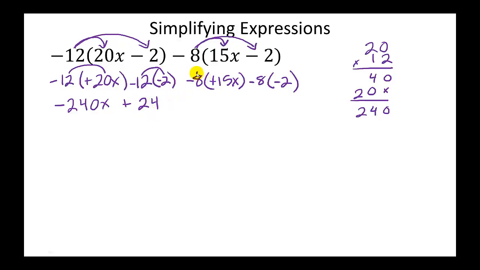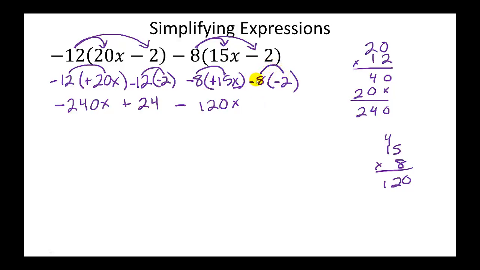We now have a negative 8 times a positive 15x. Negative times a positive is a negative. 15 times 8. Well, 5 times 8 is 40. 8 times 1 is 8, plus 4 more is 12, meaning we have 120x. We can't forget our variable.